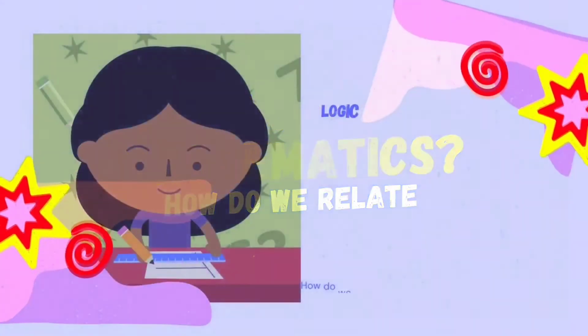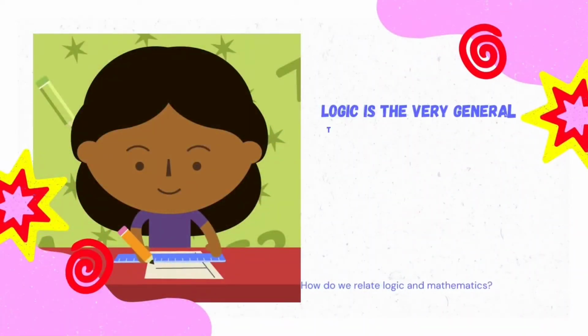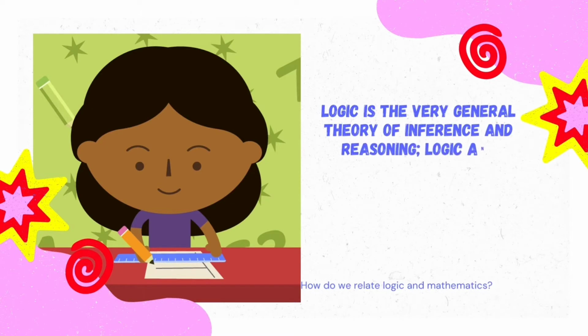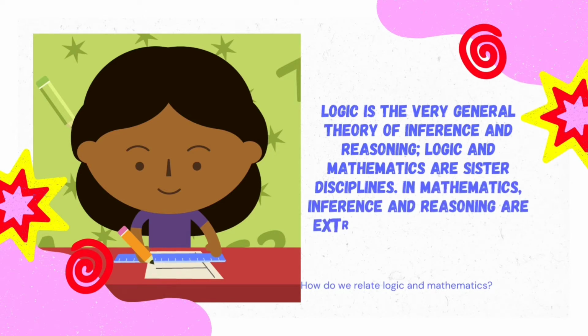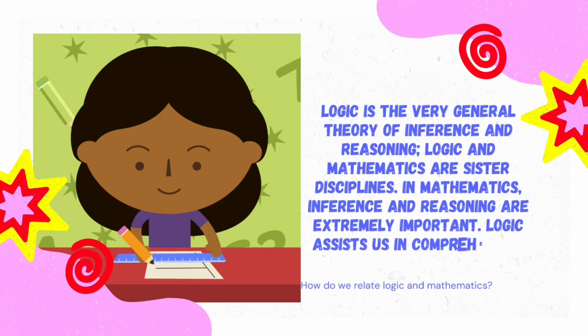How do we relate logic and mathematics? Logic is the very general theory of inference and reasoning. Logic and mathematics are sister disciplines. In mathematics, inference and reasoning are extremely important. Logic assists us in comprehending ambiguity and disagreement.